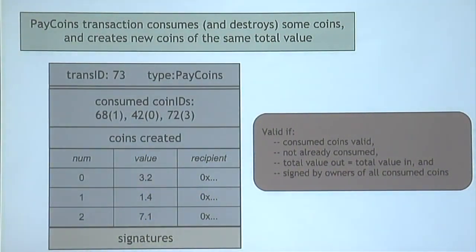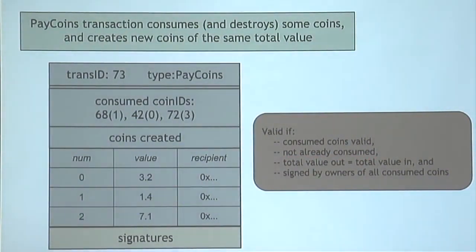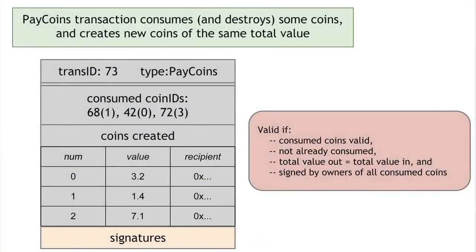The rules of ScroogeCoin say that a PayCoins transaction is valid if 4 things are true. First, that the consumed coins are valid, that is, they really were created in previous transactions. Second, that the consumed coins were not already consumed in some previous transaction. That is, that this is not a double spend. Third, that the total value of the coins that come out of this transaction is equal to the total value of the coins that went in. And finally, that the transaction is validly signed by the owners of all of the consumed coins. If all of those things are true, then this PayCoins transaction is valid.